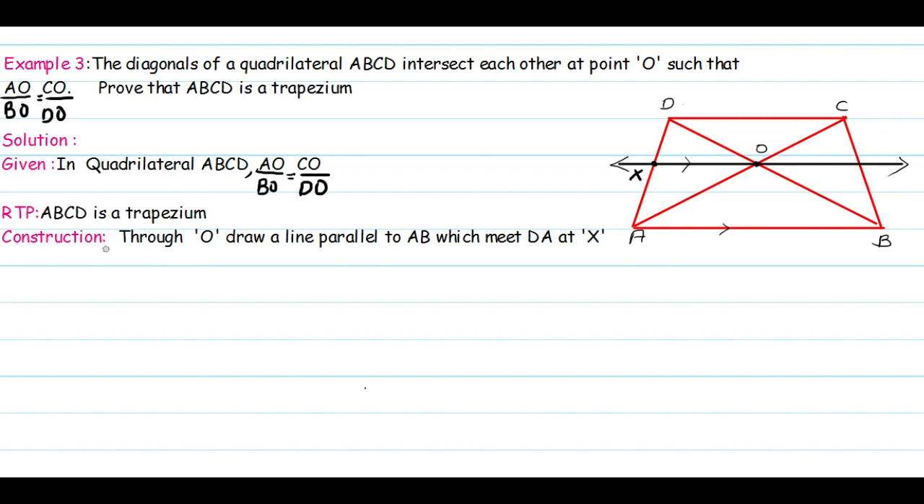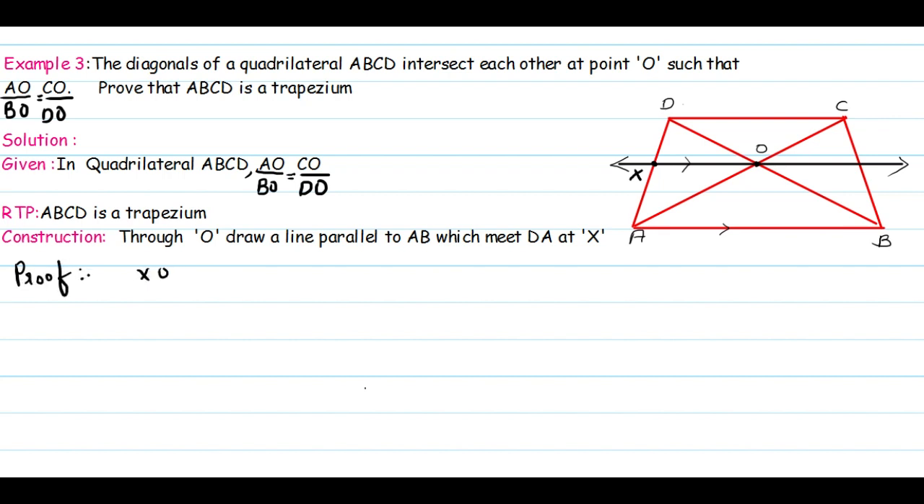So, for this we need to do some construction. Through point O, we are drawing a line which is parallel to AB. How are we drawing this? In such a manner that it is parallel to AB, and this line also meets DA at point X. So, this XO is drawn parallel to AB and it meets DA at X. Now, let us look at the proof.